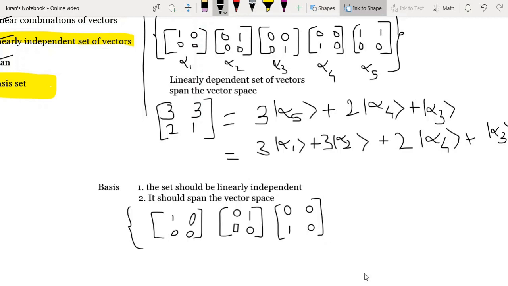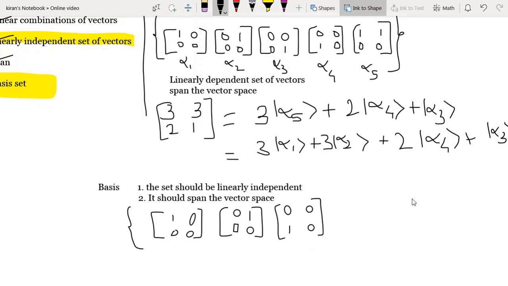Let's say I have chosen 3 vectors: 1 0 0 0, 0 1 0 0, 0 0 1 0. These are the 3 vectors. Are they linearly independent? Yes. I cannot represent any vector from this particular set as a linear combination of the rest of the vectors. So these are linearly independent. But can it span the vector space? No, it cannot span the vector space.